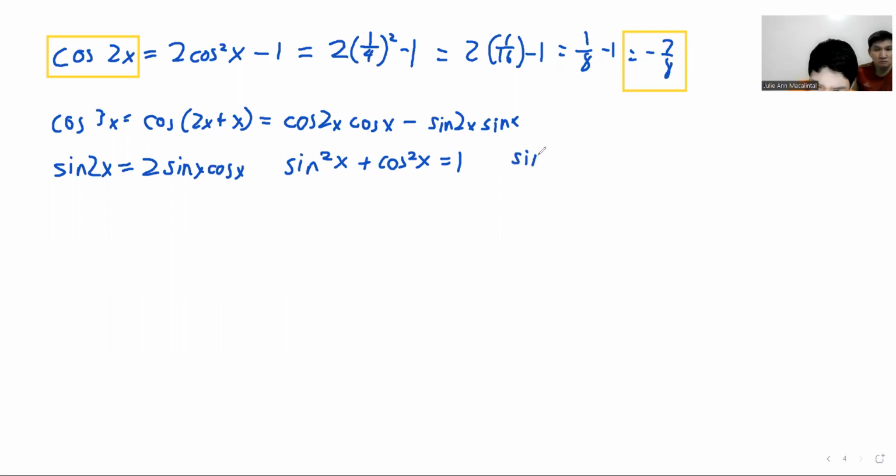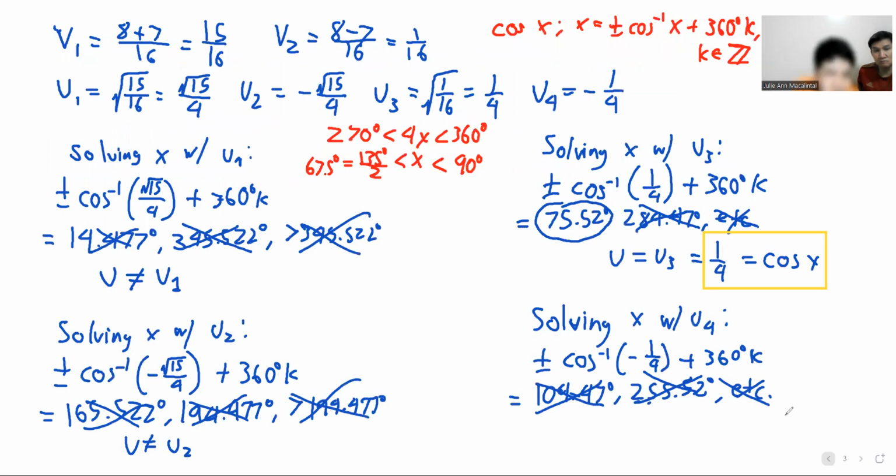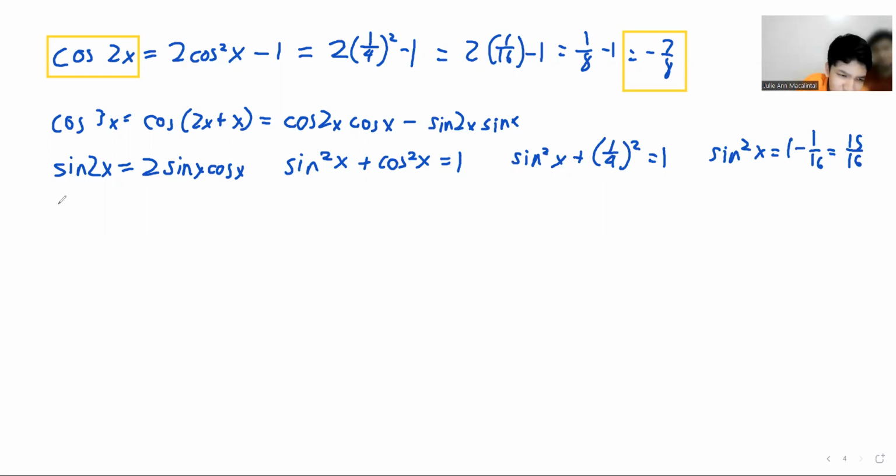So sine squared x plus, what's cosine x? It's 1/4, so 1/4 squared is 1/16. So sine squared x is equal to 1 minus 1/16, or 15/16. So sine squared x is something we found already. It's a very funny result. So sine x is equal to square root of 15 over 4.